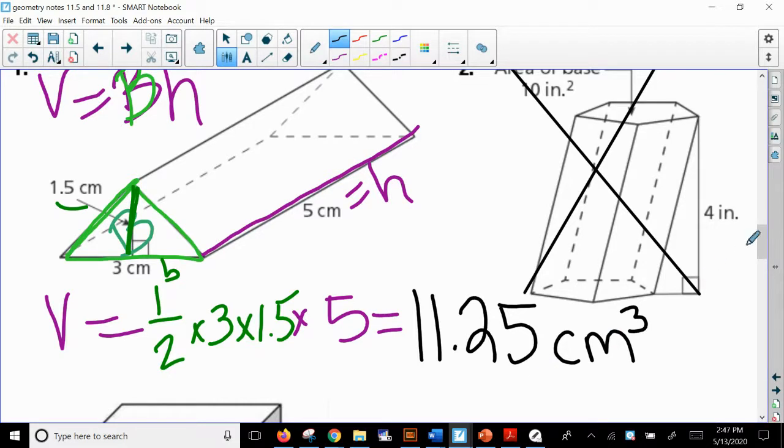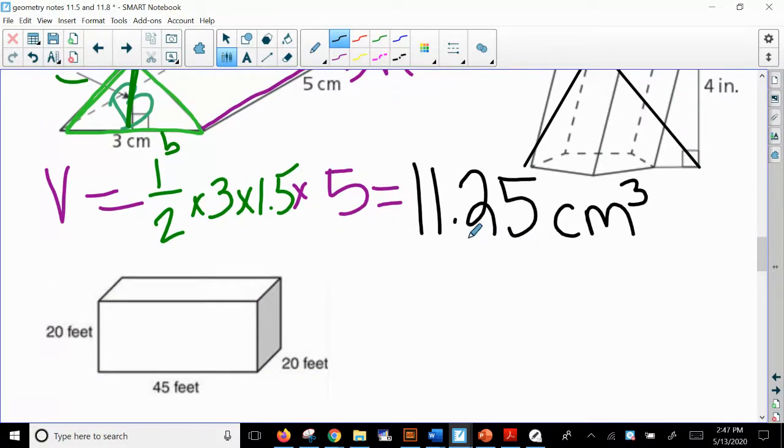Please do not call yourself rounding talking about it's 11. That's going to be wrong. This answer is not 11. This answer is 11.25. Now, if the answer was ongoing in my calculator, I would round it to the nearest tenth and I would put 11.3. If you just put 11, that's just flat out wrong.